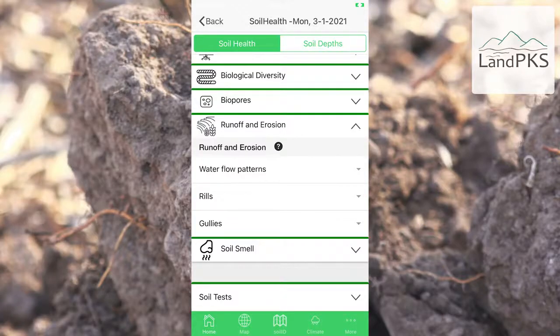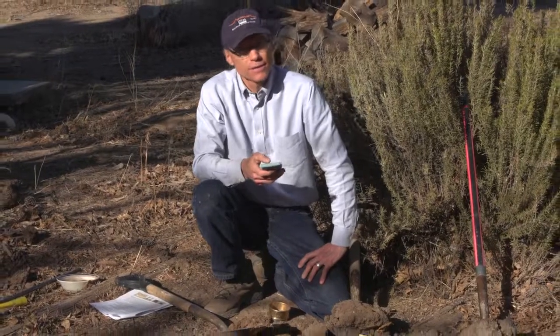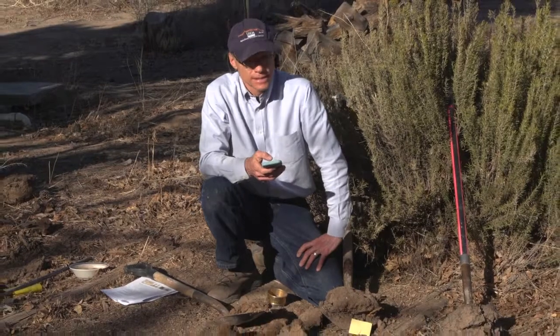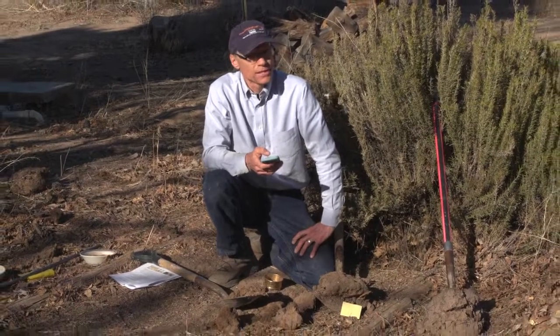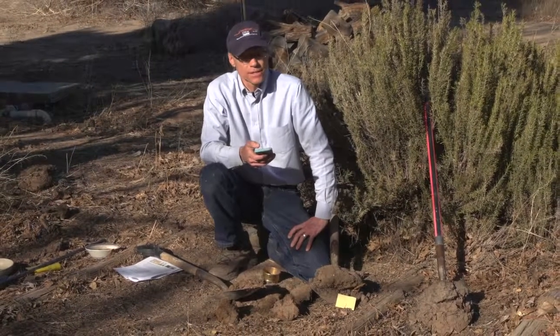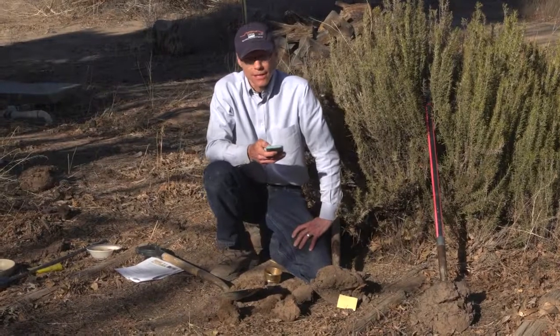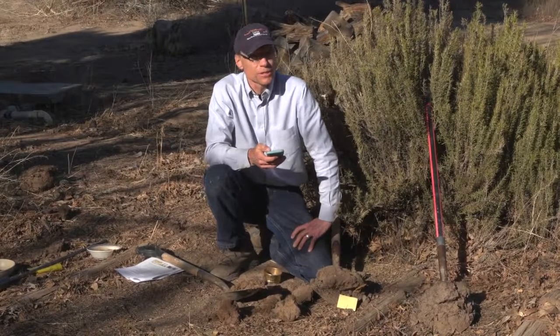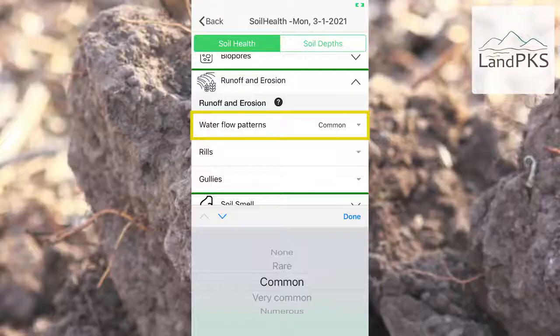Runoff and erosion. This is actually a set of indicators that are not currently included in the soil health assessment protocol with NRCS, but NRCS does use these indicators extensively, particularly on rangelands, but they're equally useful on croplands. First one is water flow patterns.